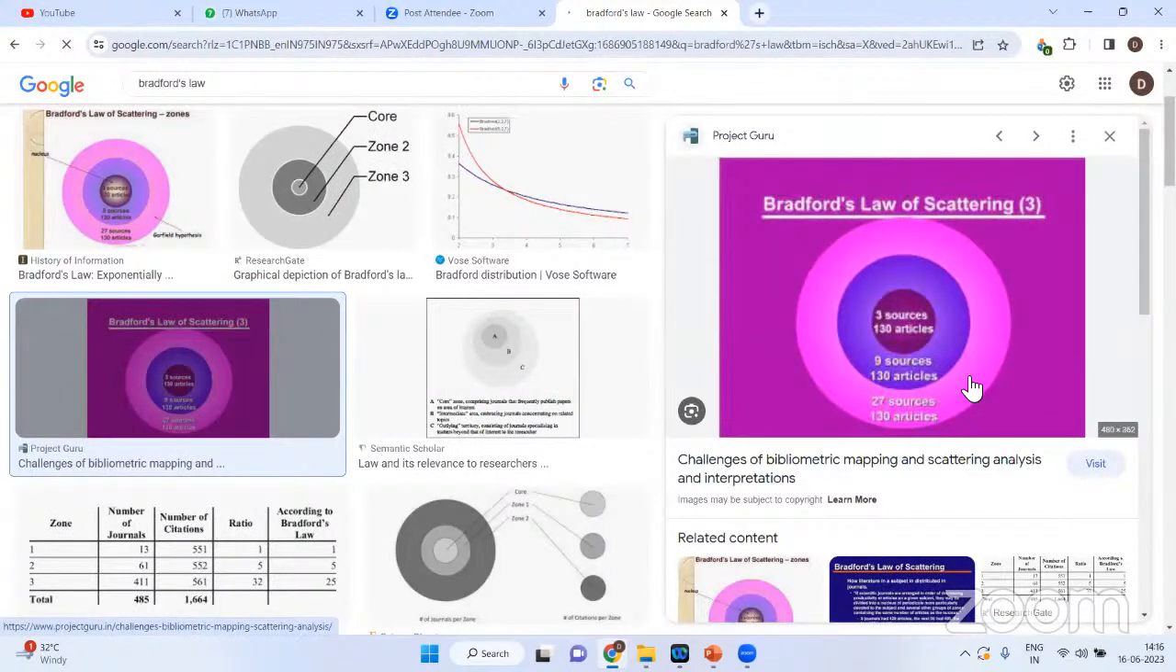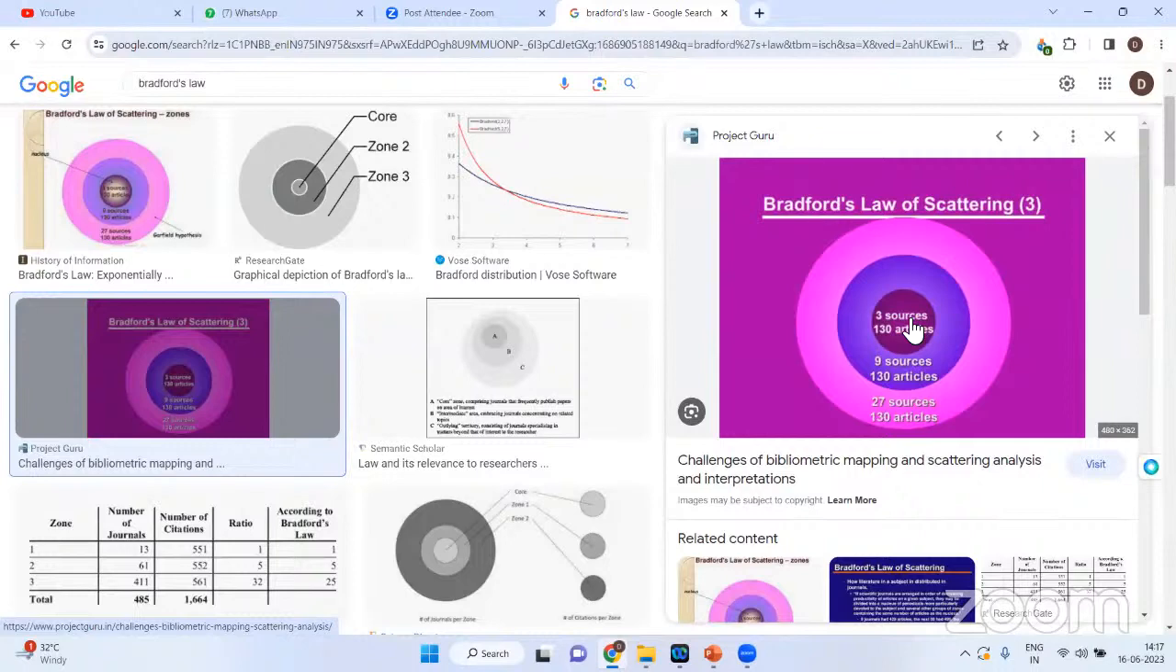Yes, sir. Okay. In any discipline, there will be the core journals, then zone 2 and zone 3. What Bradford had defined is that there will be such sources or three such journals, which are core journals in that area, where you will get the majority of the articles. For example, you're working on entrepreneurship, and definitely there will be some journals specific to entrepreneurship, and therefore the majority of the articles will be here.